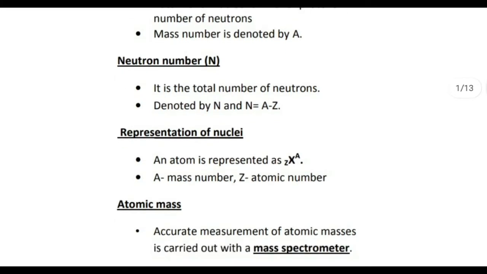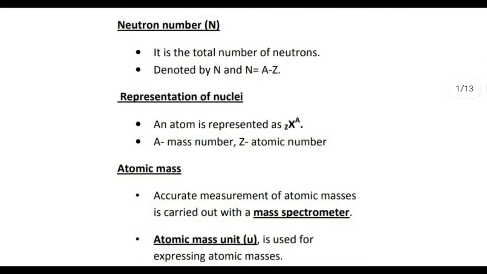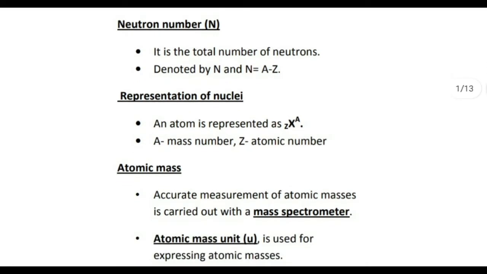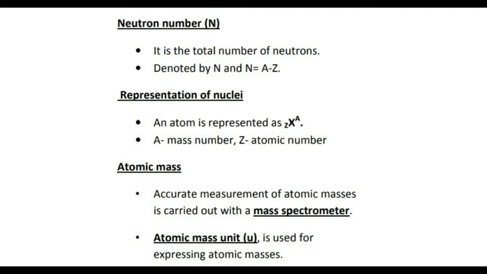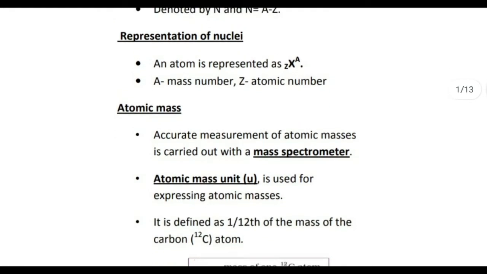So if A is the mass number and Z is the atomic number, then N is equal to A minus Z. Now, how do we represent a nucleus or an atom? It is represented with X, with Z and A. Just note where we write Z and A. X stands for the element. Now, we know A is the mass number and Z is the atomic number.